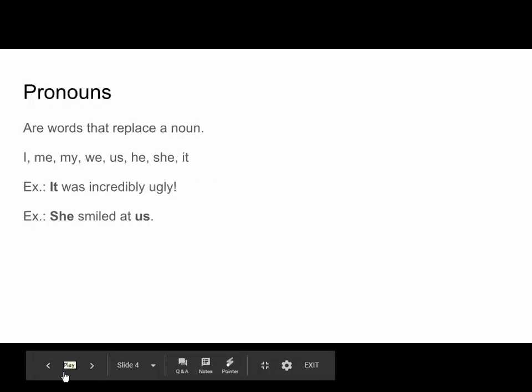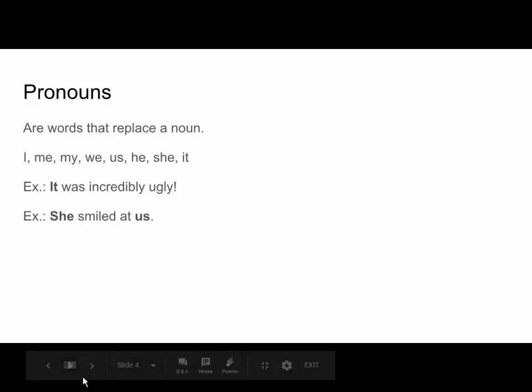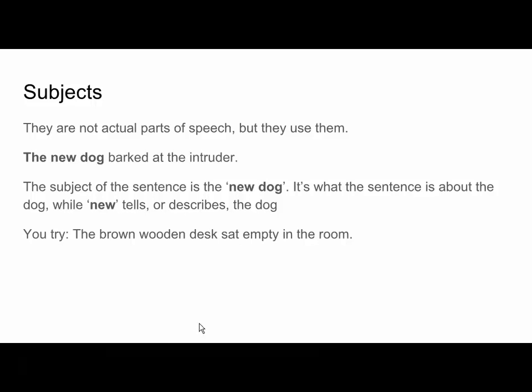Okay, the next part of speech is a pronoun, and those are simply words that replace a noun. Words like I, me, my, we, us, he, she, it. So two examples, it was incredibly ugly. It is what we're talking about. And example, she smiled at us. There are two pronouns in a sentence because they take the place of nouns. Again, pretty straightforward.